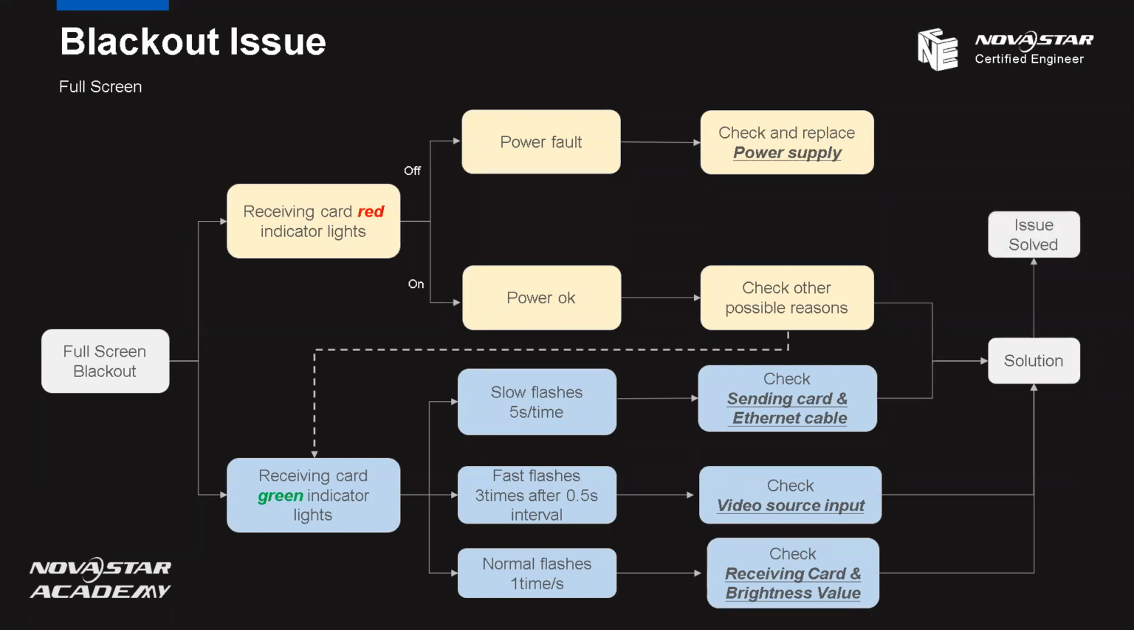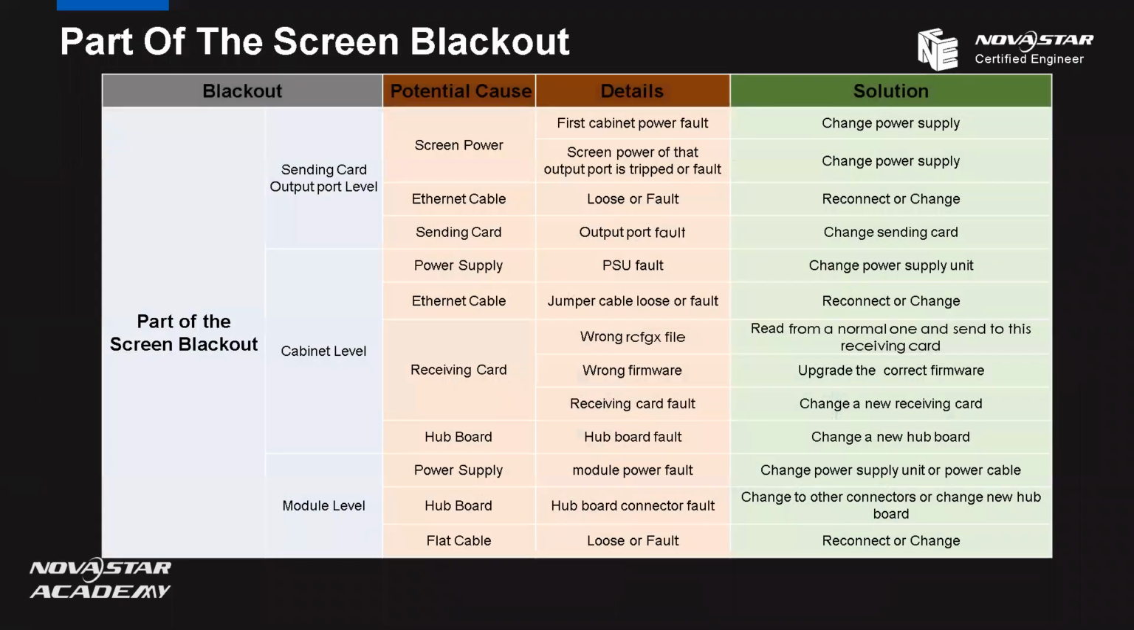Next, let's move to part of screen blackout. For part of screen blackout, there are 3 different types, just as I mentioned before: output port level blackout, cabinet level blackout, and module level blackout. For the output port level blackout, we need to check the grid power, make sure the first cabinet power supply is working well. And we also need to check the output port power is not tripped or gone to fault.